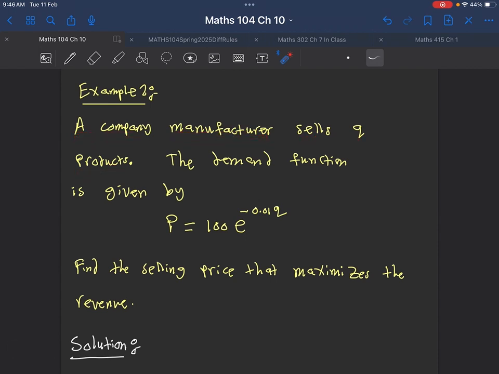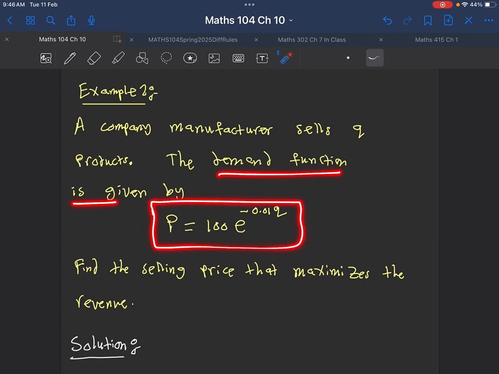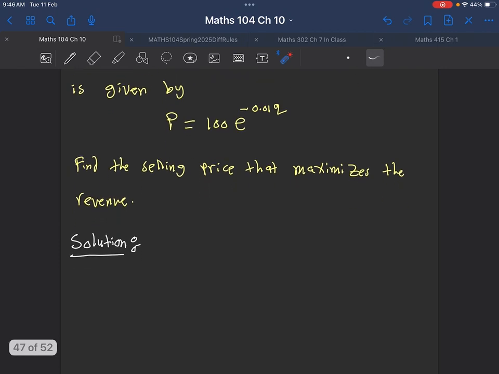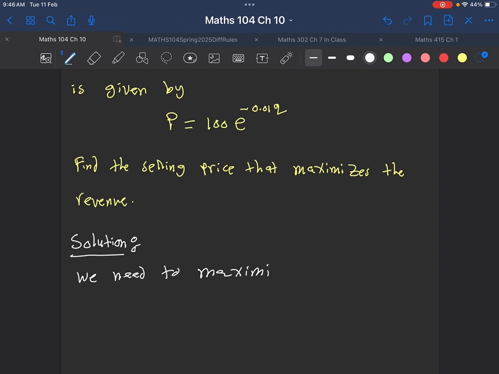Again, a company manufacturer sells Q products. The demand function is given by, the price is given by this formula here. Find the selling price that maximizes the revenue. Now, this question is very much similar to the previous one. So we will solve it the same way. So again, we need to maximize the revenue. So you need to find the revenue function.